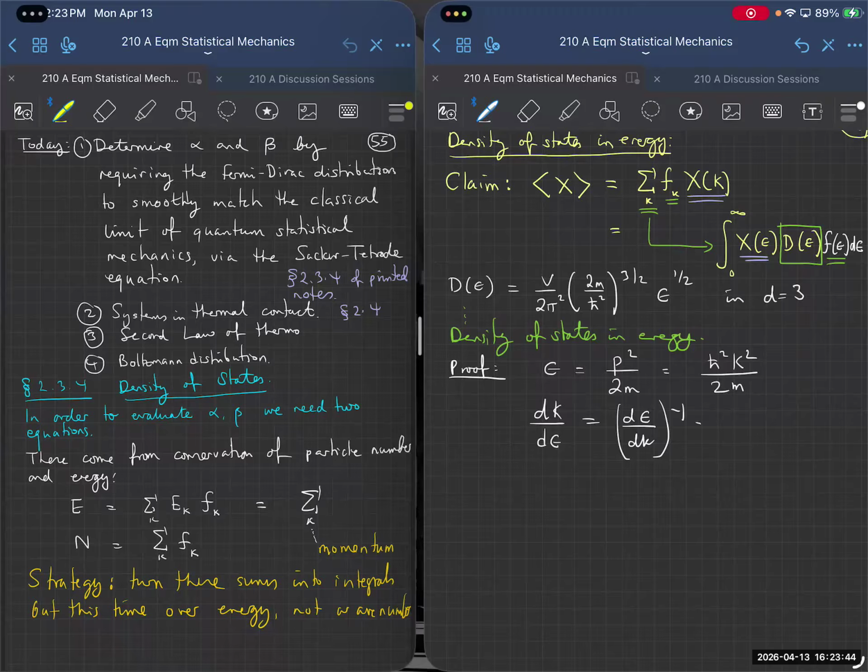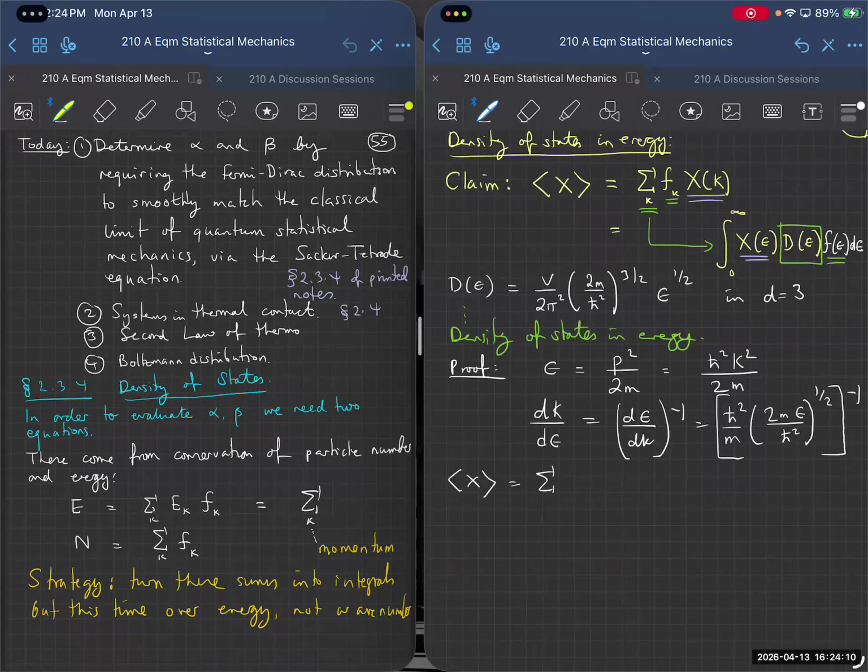And that I can write as h bar squared over m, and then 2m epsilon over h bar squared to the 1/2, and all of that to the -1. So that's what dk by d epsilon is. So then what that says is, if I write down the expectation value of some quantity x, then that is the sum over states, f of k, x of k, and then that is going to be the following.